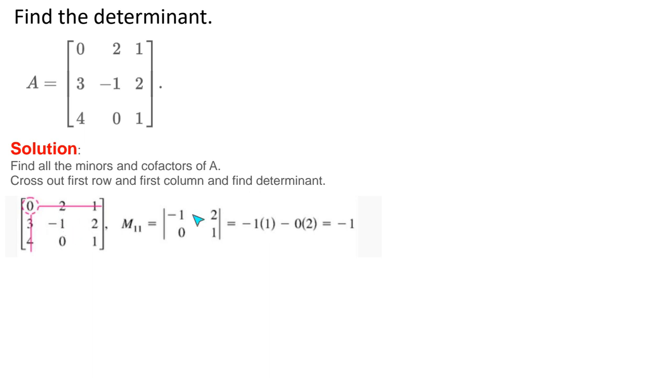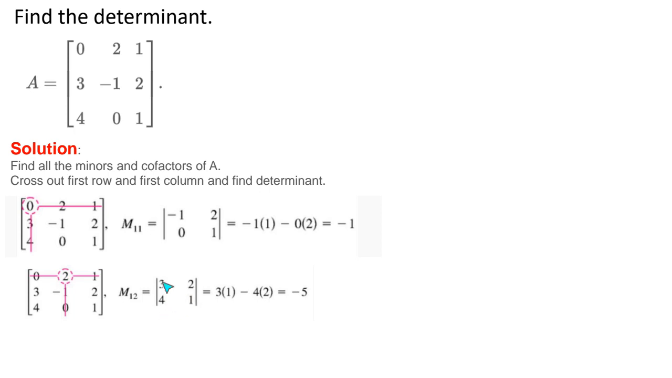So negative 1, 2, 0, and 1. Then we find the determinant of this, and that's going to be negative 1. And then you continue the process. Now I'm going to cancel out this row and this column. And again, you can see our little 2 by 2 matrix being formed.